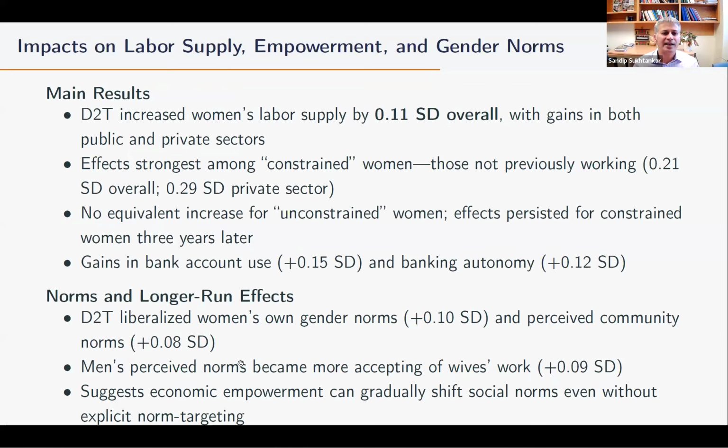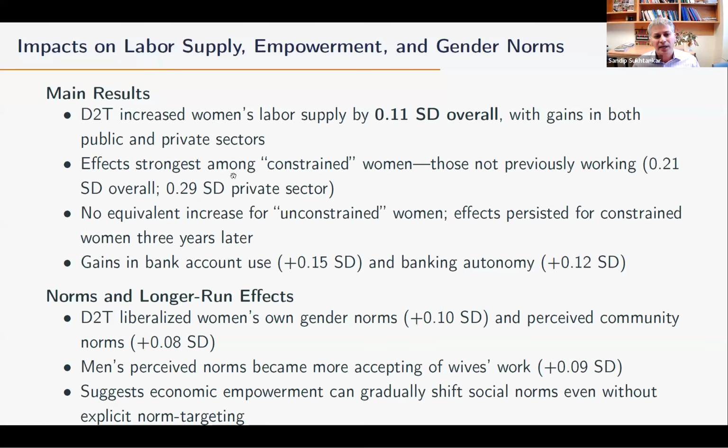And what they find is that paying money through digital transfers, direct transfers into women's accounts, increased how much work they did outside the house by a pretty significant amount. And the interesting thing is they worked both in the public sector, which is this workfare program that the government provides, but also in other places, the private sector.